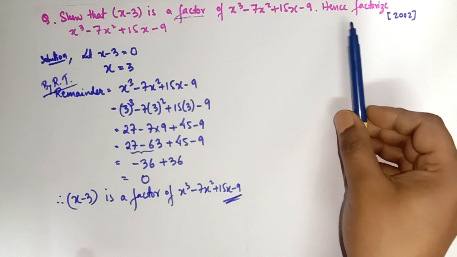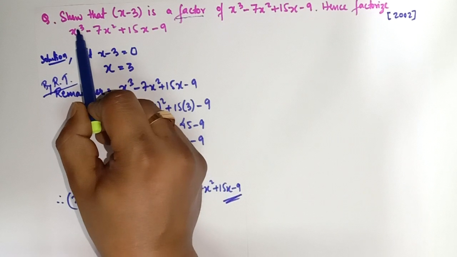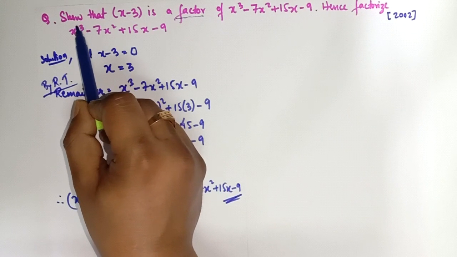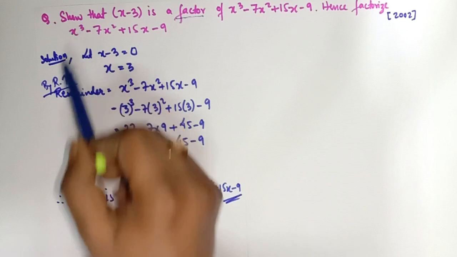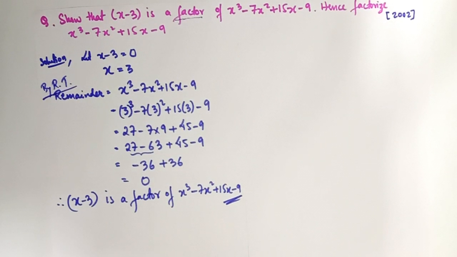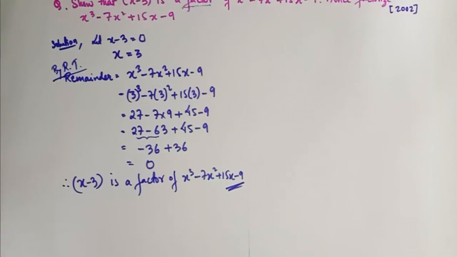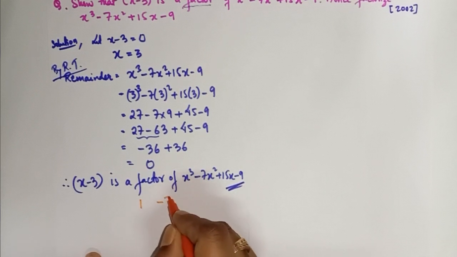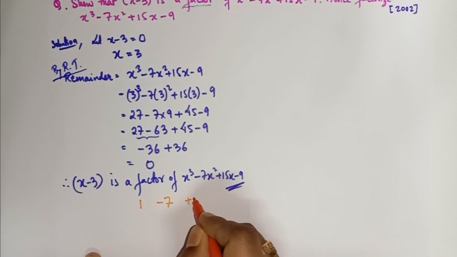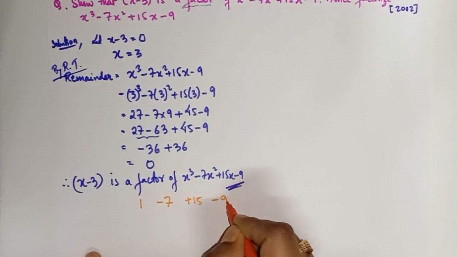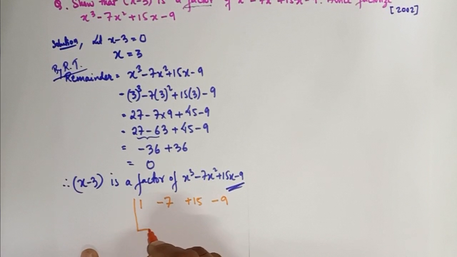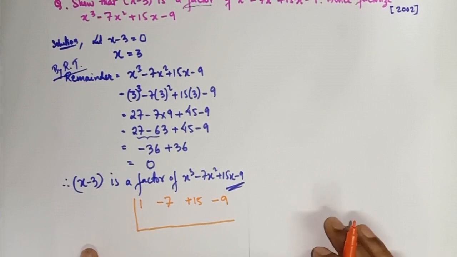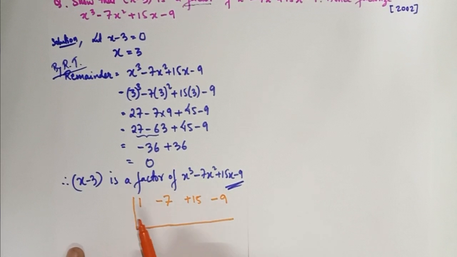Now we have to factorize this. When you see to factorize, it's a cubic equation, there is power 3. To solve this, I'll show you one easy method, that is the synthetic method. In this method, you just write the coefficients. The coefficient of x cubed is 1. Next it's minus 7, next plus 15, then minus 9. Now you'll make a line like this. This is one of the easiest ways, and you will get the answer directly. So you can use this method.